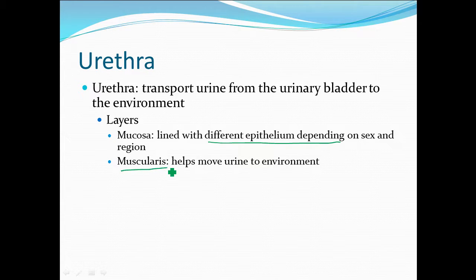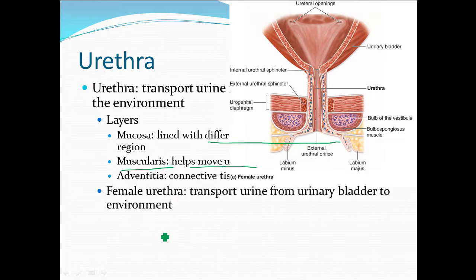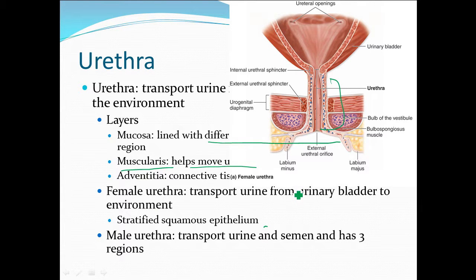And then the muscularis helps move the urine to the environment. And we have around that the adventitia again. Female urethra tends to be rather short, made of a stratified squamous epithelium because of how close to the outside it is. And once again, the urethra has 3 different regions to it, and we will talk about that once again in the reproductive system.